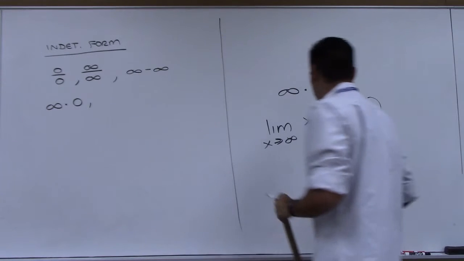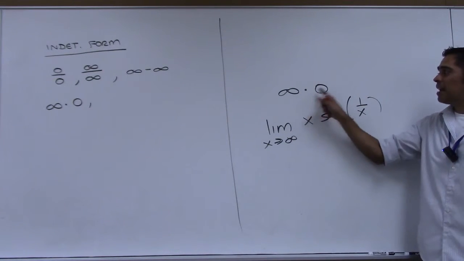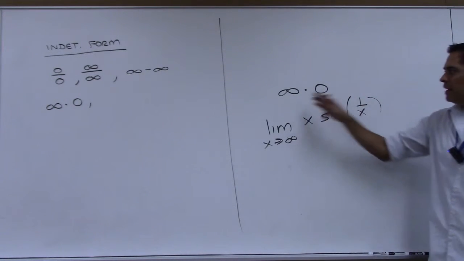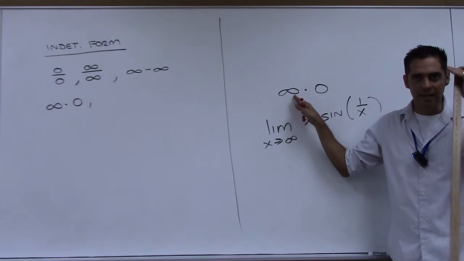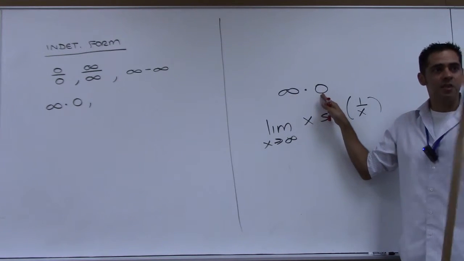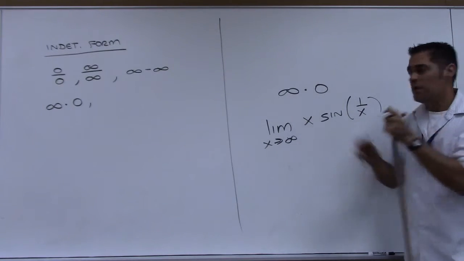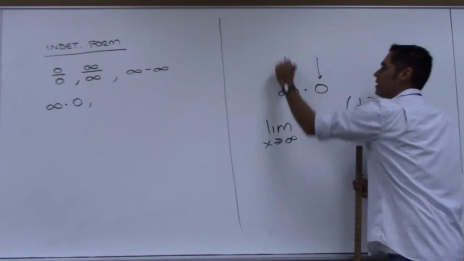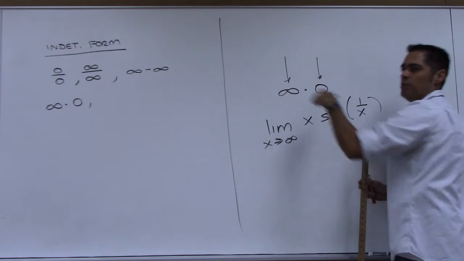Please, I can't stress this enough. When I write infinity times 0 on the board, infinity we know is not a number, right? It's an idea. 0 here, I'm not saying the number 0. I'm saying if something is getting really, really small. So these are like, when I take the limit, it's going to 0, going to infinity.